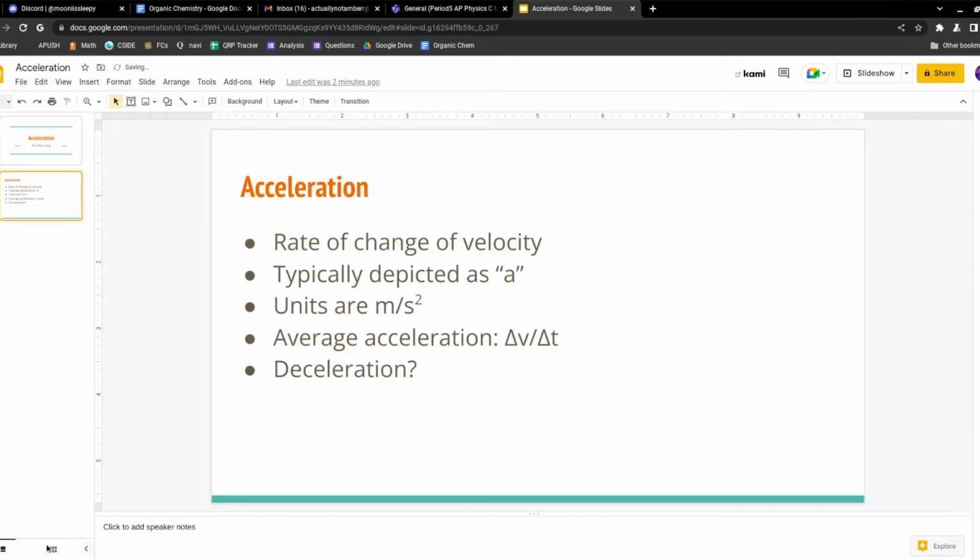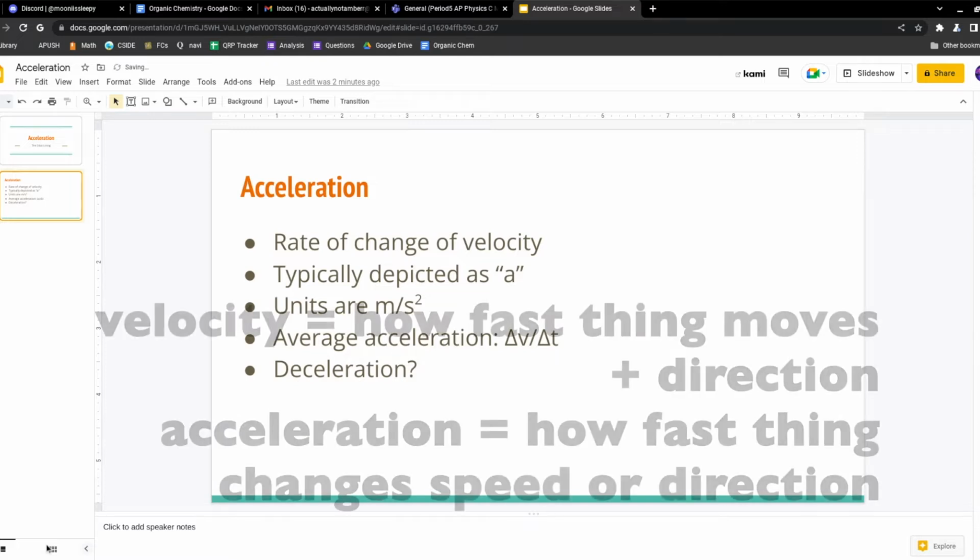So acceleration is defined as a rate of change of velocity. And from our previous video, we learned that velocity is the rate of change of position. So acceleration is like velocity, but for velocity. You can think about it this way, right?